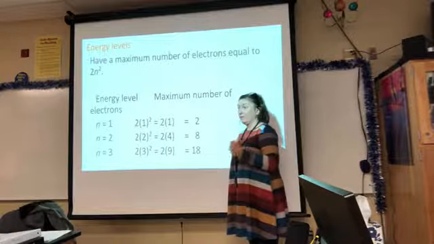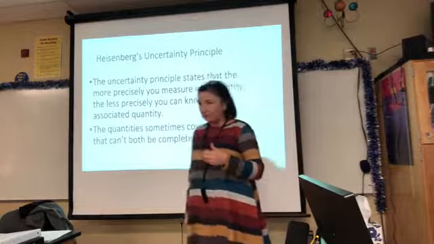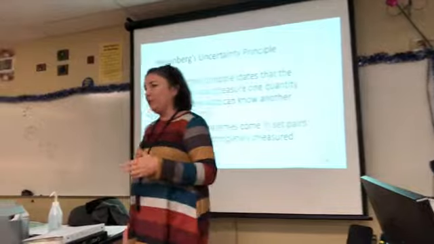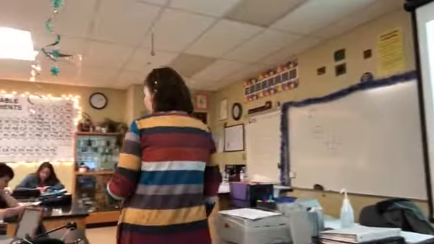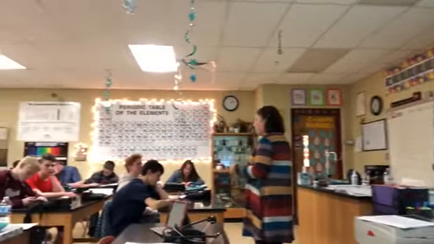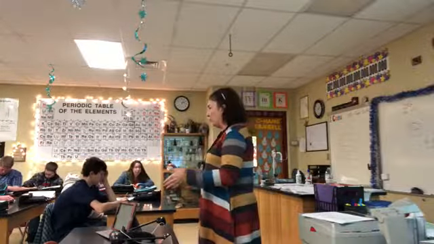Okay? Okay. Now, this guy named Heisenberg came along, and he came up with this thing called the uncertainty principle. He said there is no way to know the momentum and the location of an object at the same time. You just can't know it, especially something as small as an electron.